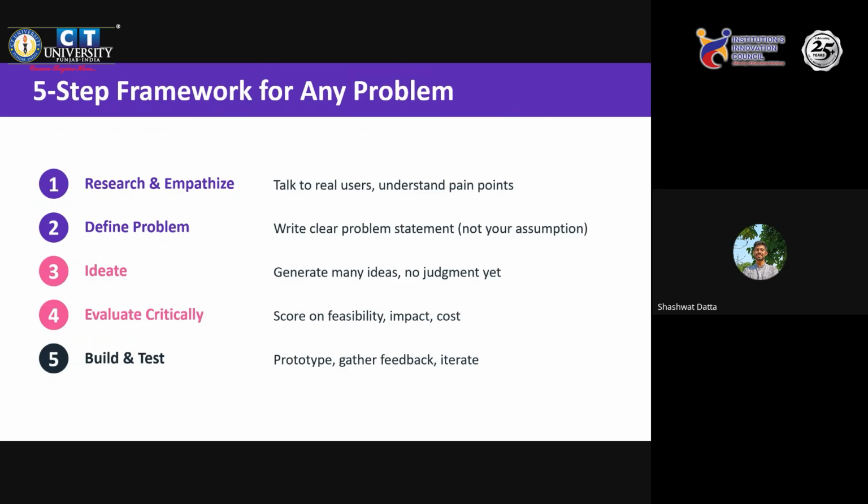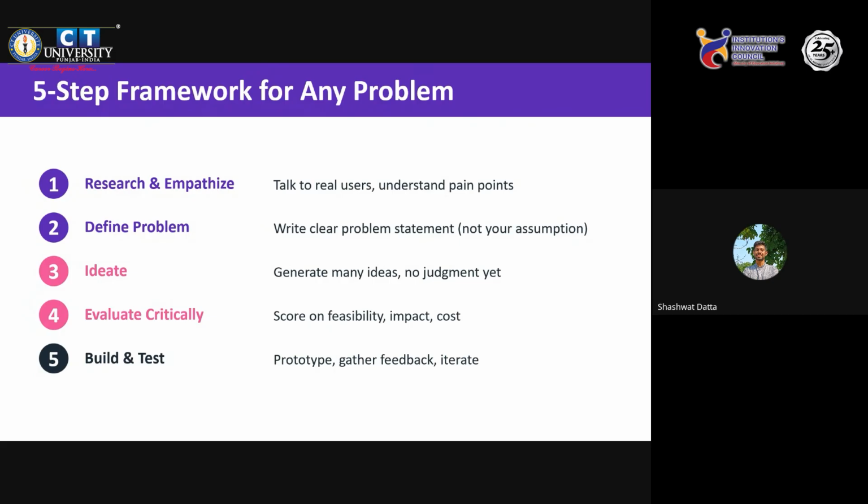You start with research and empathizing. That is the designing phase. You go talk to people, you take multiple interviews, you understand people's real issues. Just understand here that one has not to assume things.